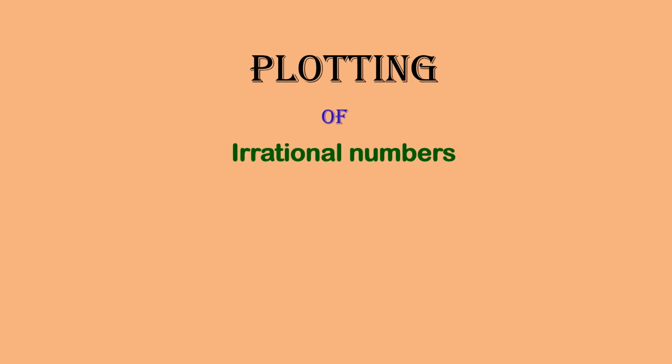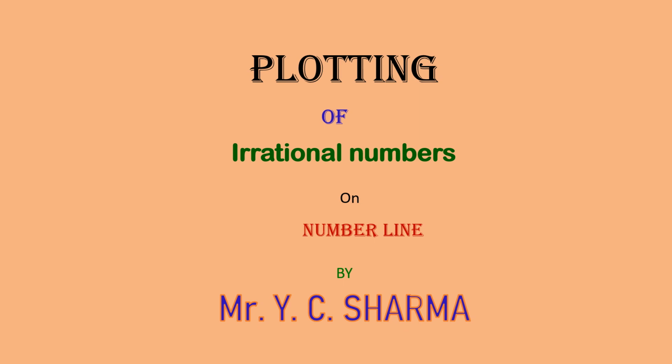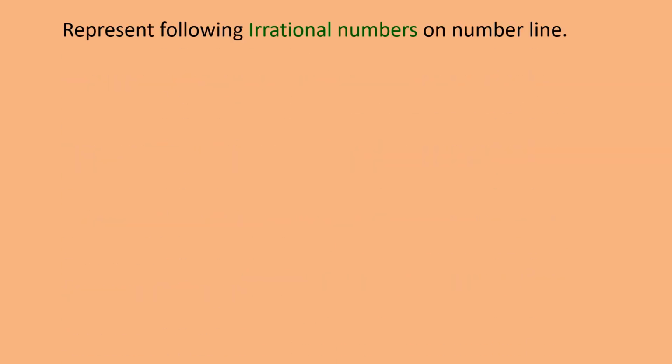Hello everyone, once again we have come back with a video in which we will learn how to represent an irrational number on a number line. So let us begin. We are going to represent the following irrational numbers on the number line. The numbers we have taken are root 2, root 3, root 4 and root 5.